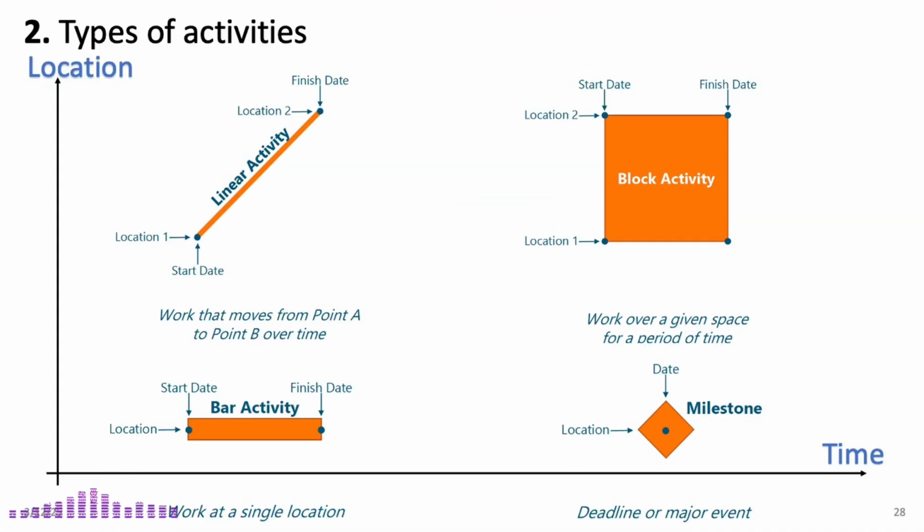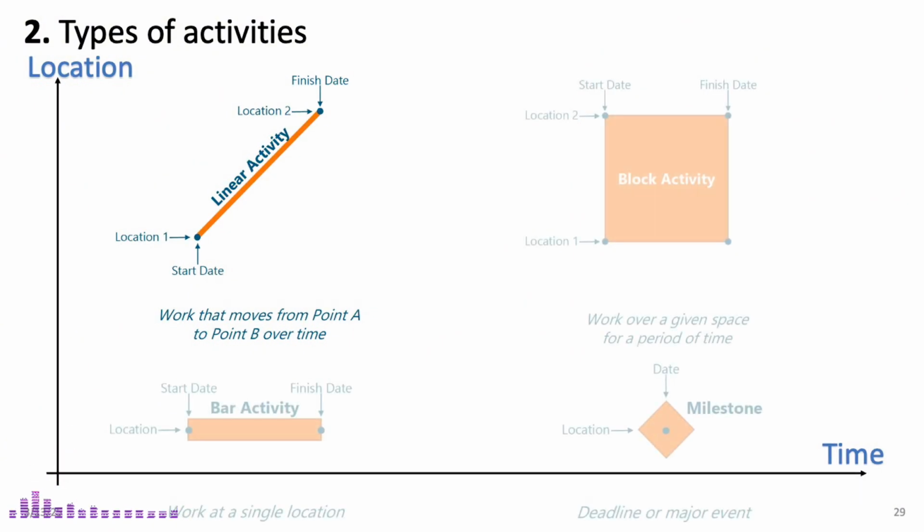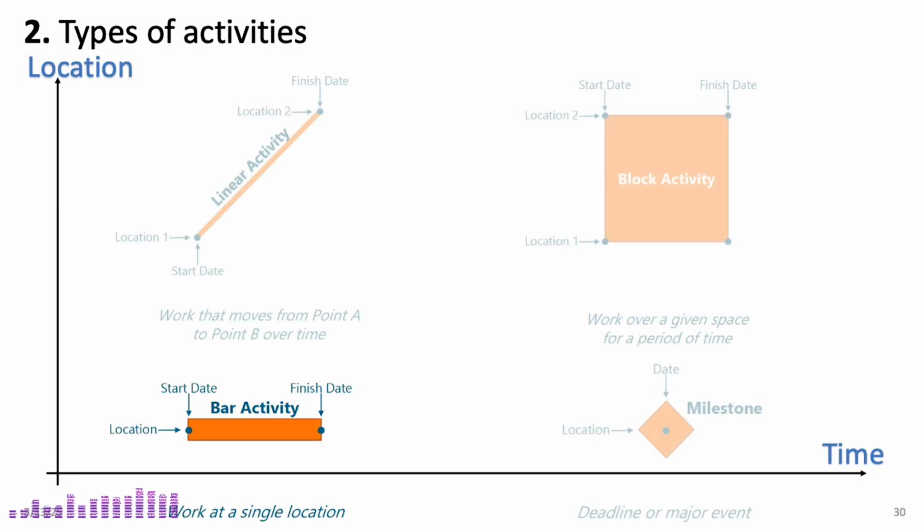Now, let's break down how the LSM classifies different types of activities and how they are represented visually. First, we have linear activities. As you learned in the previous video, these are tasks that repeat continuously along the project alignment. In an LSM diagram, they are shown as a diagonal line. The starting point represents both the starting location and the start date, while the end point marks the final location and completion date.